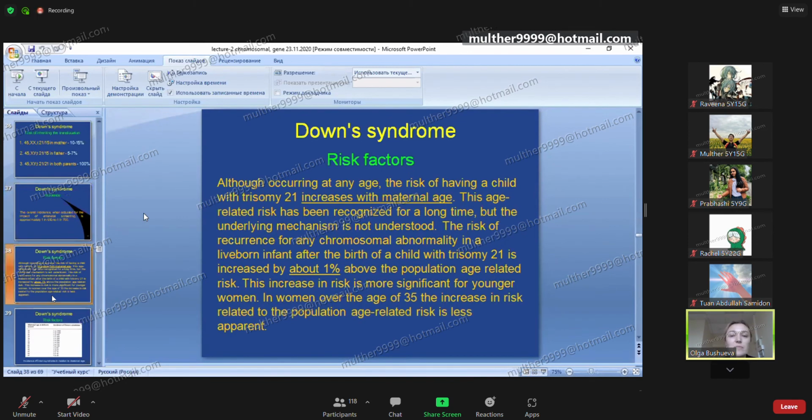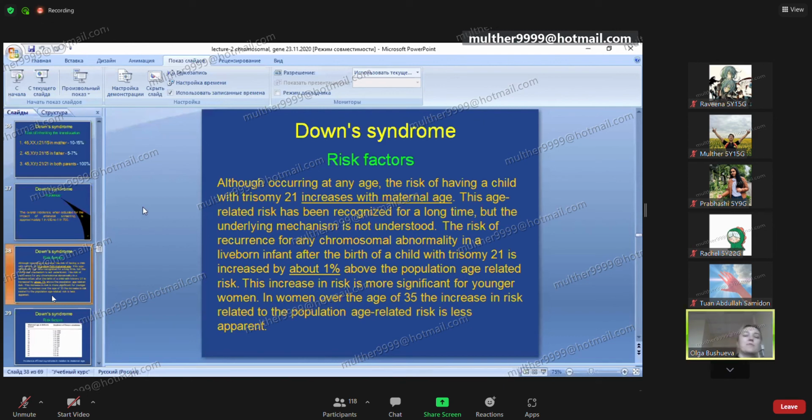So, risk factors of, excuse me. What is the problem? Doctors, can you see a demonstration of the screen or not? Yes, doctor. Yes, okay, good.